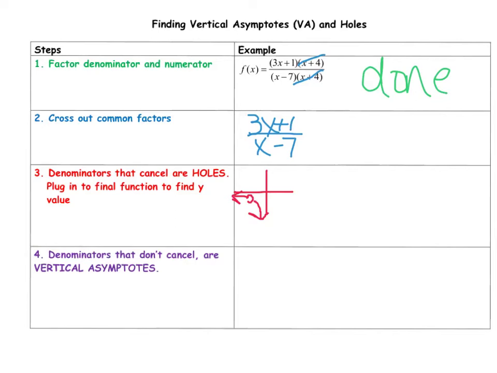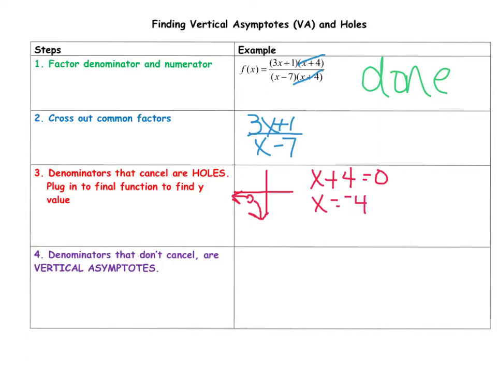Now let's talk about step number 3. The first thing it says is that denominators that cancel are holes. Well, if we look at our denominator in our example, x + 4 was canceled out or crossed out. So we can take that x + 4 and set it equal to 0 and solve for x. Subtract 4 from each side and we have x = −4. This is the x-coordinate of our hole. Now, what if you had two terms in the denominator that were crossed out? Well, that would mean you would have two holes in your graph.